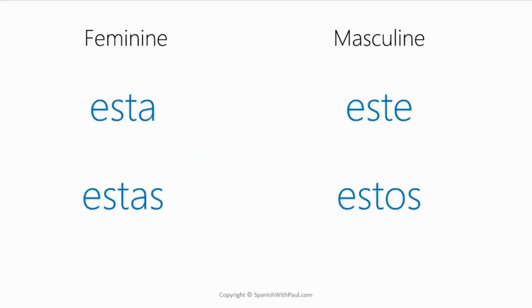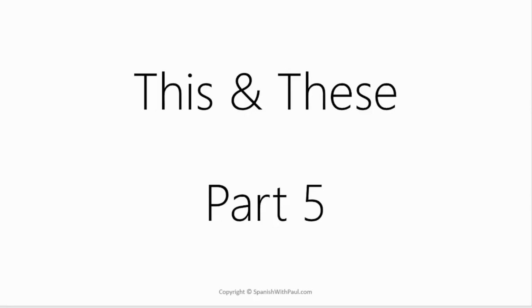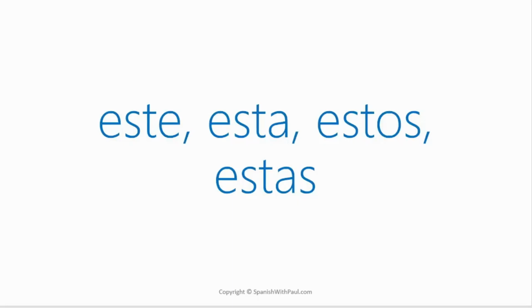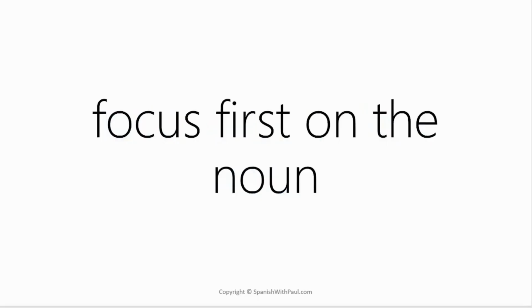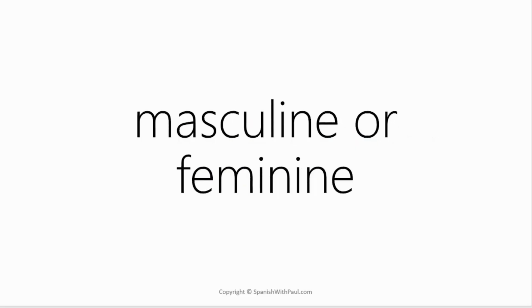So the main thing to take away from part 4 is that you can see on the feminine side, it's very regular. Esta goes to estas. But on the masculine side, we have this irregular change that happens going from este to estos. So just be aware of that. Let's finish off with one more drill. We're going to be using este, esta, estos, and estas. We'll primarily focus on the plurals for practice. Remember that you first focus on the noun itself, and you must decide whether it's masculine or feminine, because that will affect your answer. How would you say these taxis?